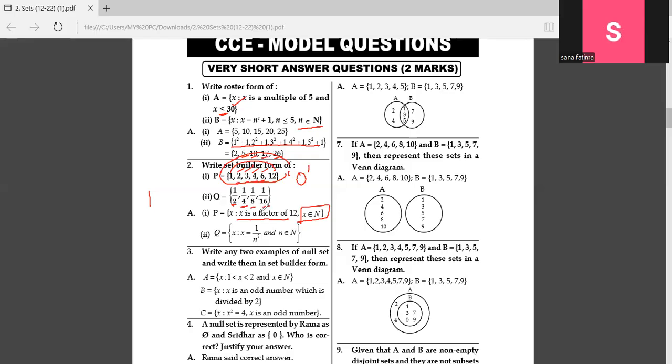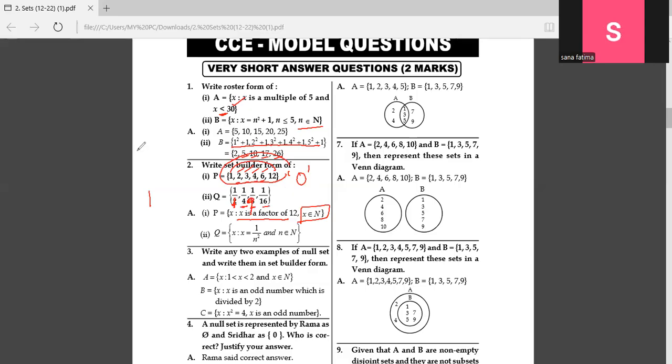So you are writing it like 1 by n square. For example, you should not write 1 by n square here. It should be 9. Okay, here you have to replace this with 9, and here it will be 1. 1, 4, 9, 16. It will be 1, 1, 4, 9, 16.